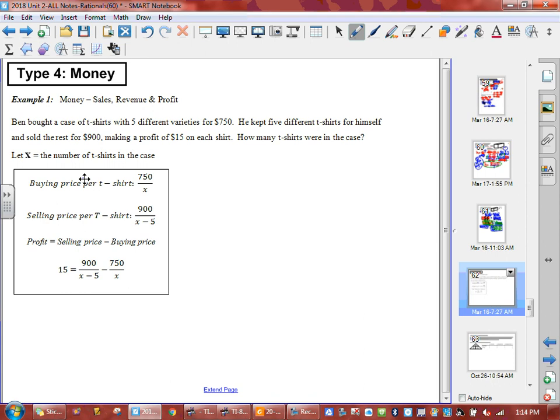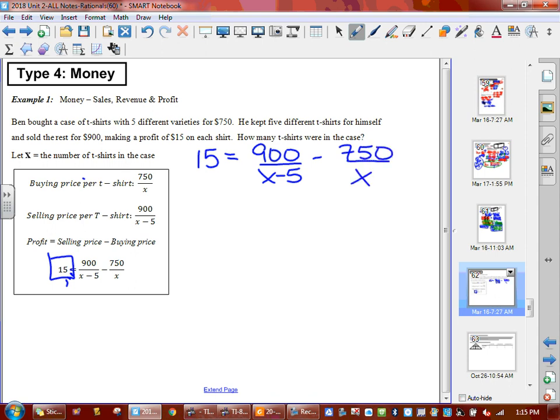The buying price is $750 divided by the number of shirts. Selling price, $900 he sold them for, over the number of shirts minus 5 that he kept. And then it says 15, so it's equaling 15 on the right-hand side, because that's what they have told us. Now we take the rational expression. We want a common denominator. What would your common denominator be there, guys? Both of them are different. If they're both different, you must use them both. So right now we've got 15 equals 900 over x minus 5 minus 750 over x, and this guy's over 1.